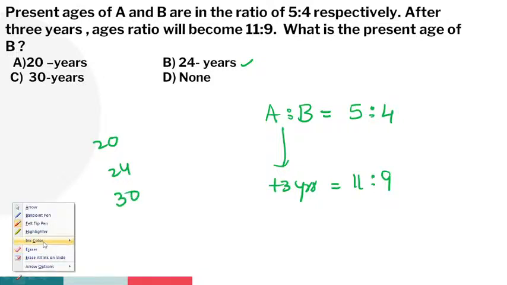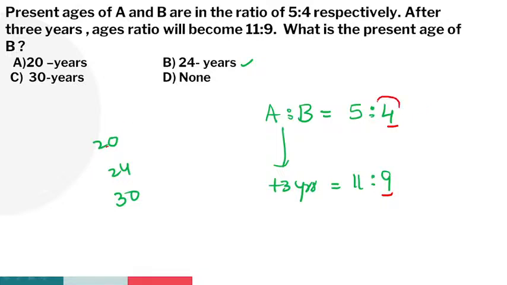Okay, we have to find out the percentage of B. Present B is how many parts? 4 parts. After 3 years, B is how many parts? 9 parts. And go through option verification. What is the first option? 20. 20 is a multiple of 4. Yes, 4 5s are 20. After 3 years, after means plus: 20 plus 3, 23. 23 is a multiple of 9. No. That's why first option is the wrong option.